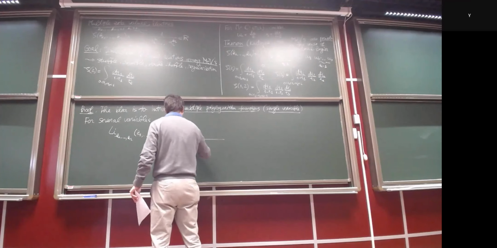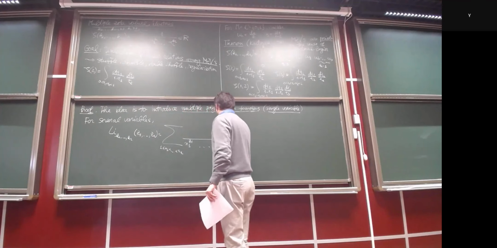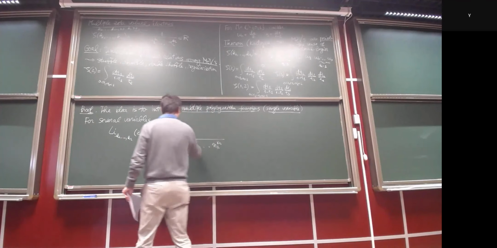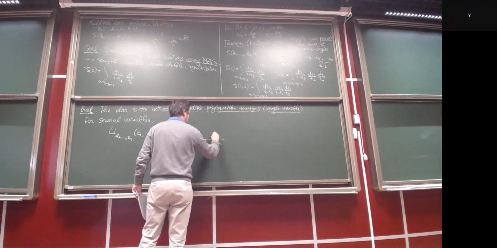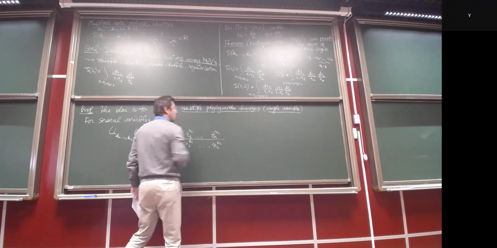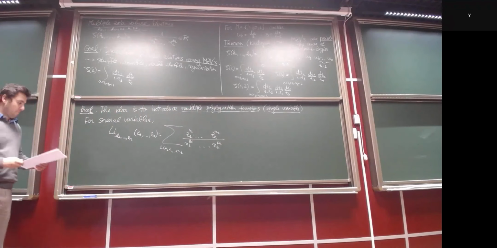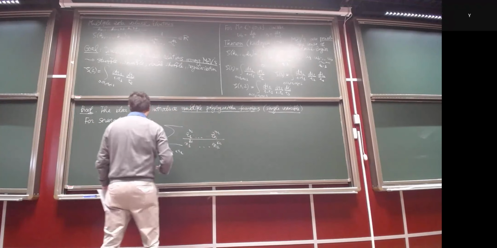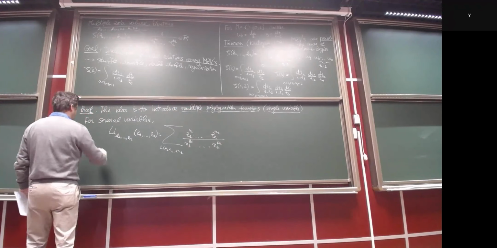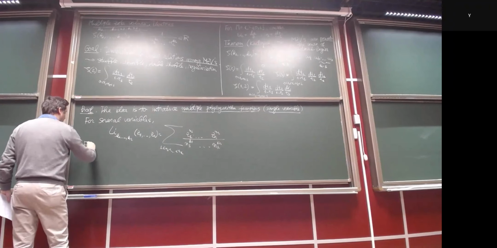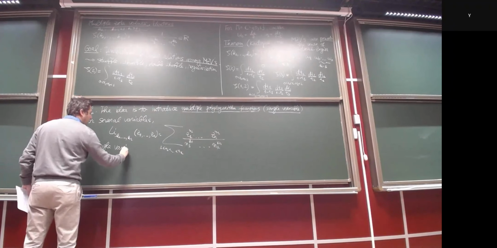Here I have k1 to kr, and here I have z1 to zr. So these are the multiple polylogarithms, right? And for a single variable, let's just deal with one. So I'll write it for a single variable. Let me just keep the last one.